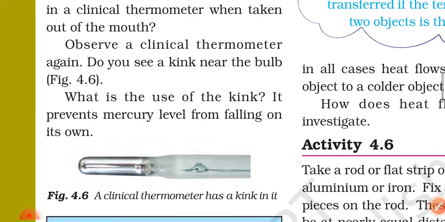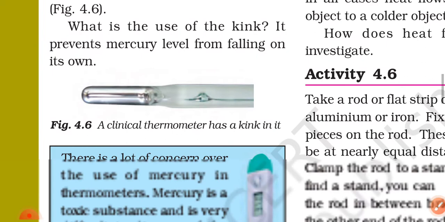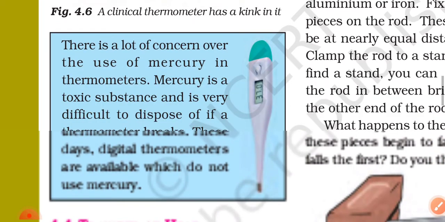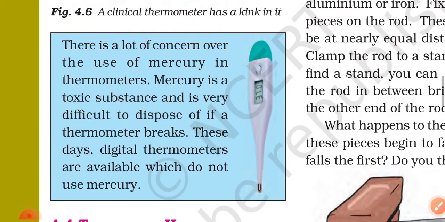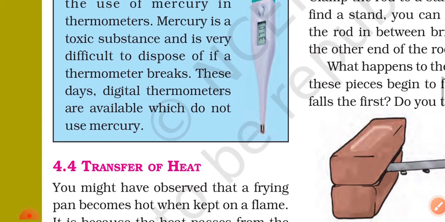Figure 4.6. What is the use of the kink? It prevents mercury level from falling on its own. There is a lot of concern over the use of mercury in thermometers. Mercury is a toxic substance and is very difficult to dispose of if a thermometer breaks. These days, digital thermometers are available which do not use mercury.